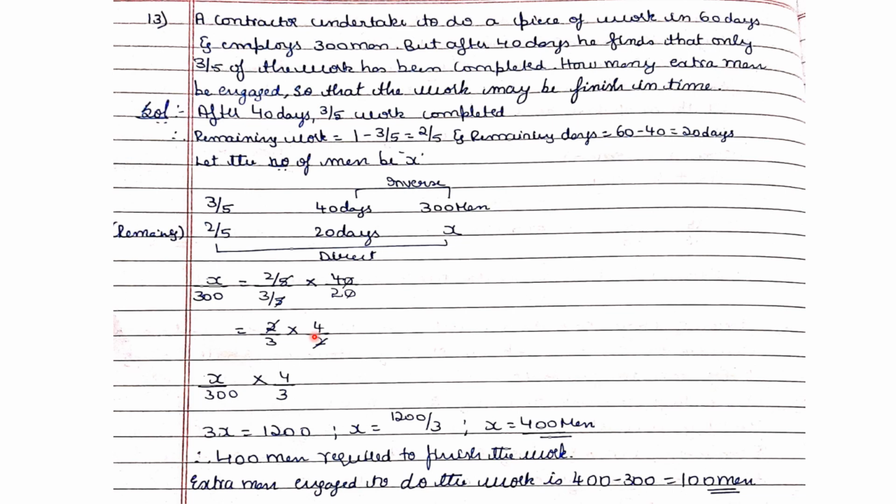So here you will get 2 by 3 into 4 by 2. So finally you will get x by 300 equals 4 divided by 3. Cross multiply: 3x is equal to 1200, x is equal to 400 men. So finally you require 400 men to finish the whole work. 300 men were already there. 400 minus 300 becomes 100 men. So the extra men who are engaged to do the work are totally 100 people.